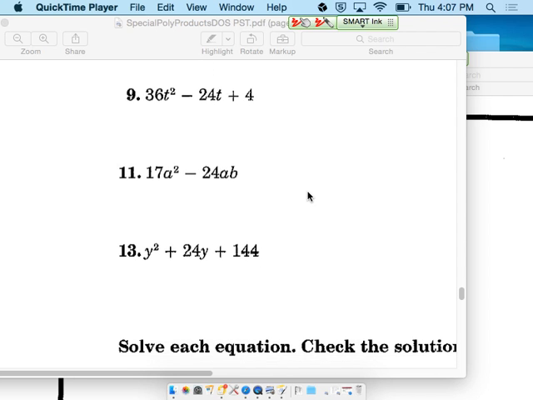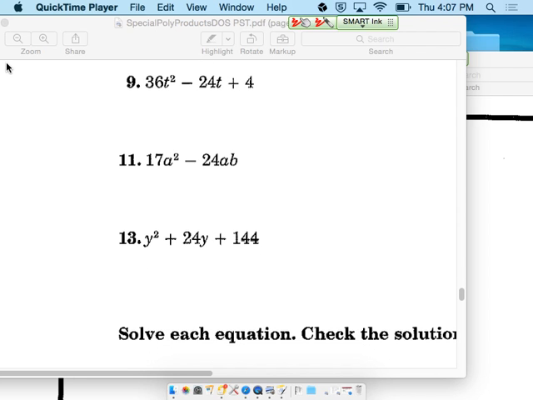We'll look at some of these in class, but let's do number 9. I just want to keep the video pretty straight. Number 9. So I start with the perfect square here, and I end with the perfect square. They're both positive. So the square root of 36t squared would be 6t. So let's set up my factors for testing. And then the square root of 4 is 2.